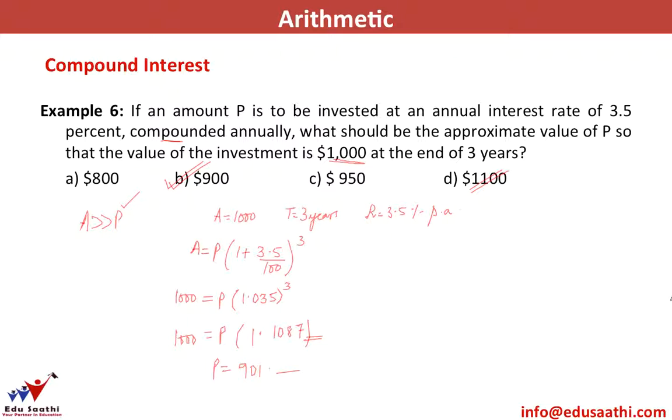If you invest $900 today and you get a compound interest of 3.5% per annum, you will get $1,000 at the end of 3 years. This is how the calculation goes.